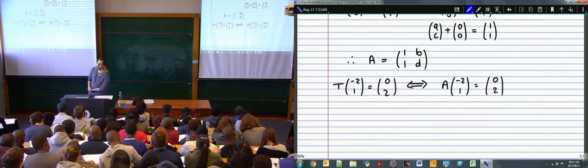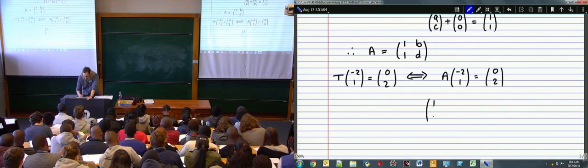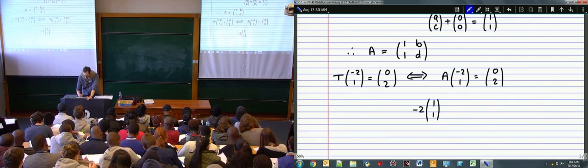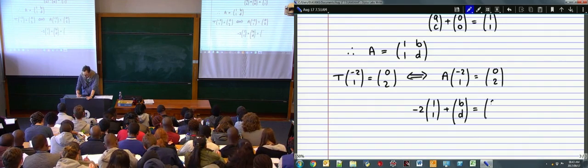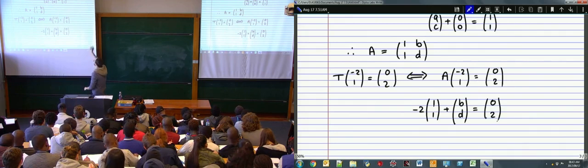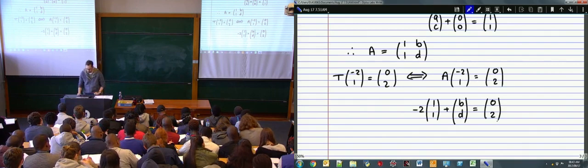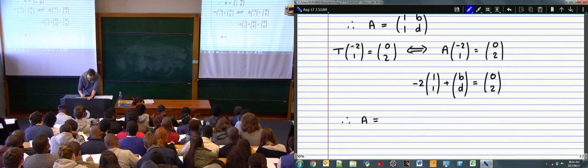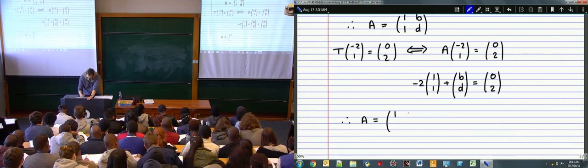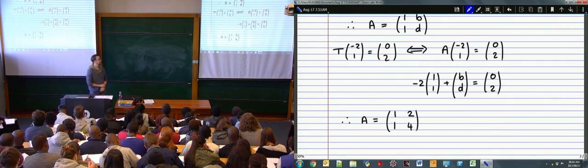And now if we take A multiplied by minus 2, 1, we know that that's really a linear combination of the columns of A. So that's minus 2 multiplied by 1, 1, plus 1 times BD is equal to 0, 2. And now you can see that B is going to be equal to 2, D is going to be equal to 4. So our matrix A is equal to 1, 2, 1, 4, like so.